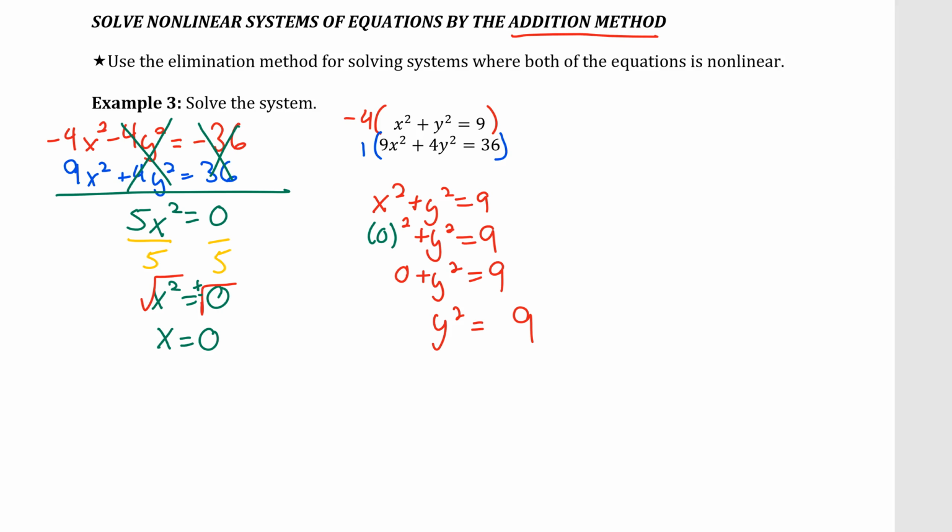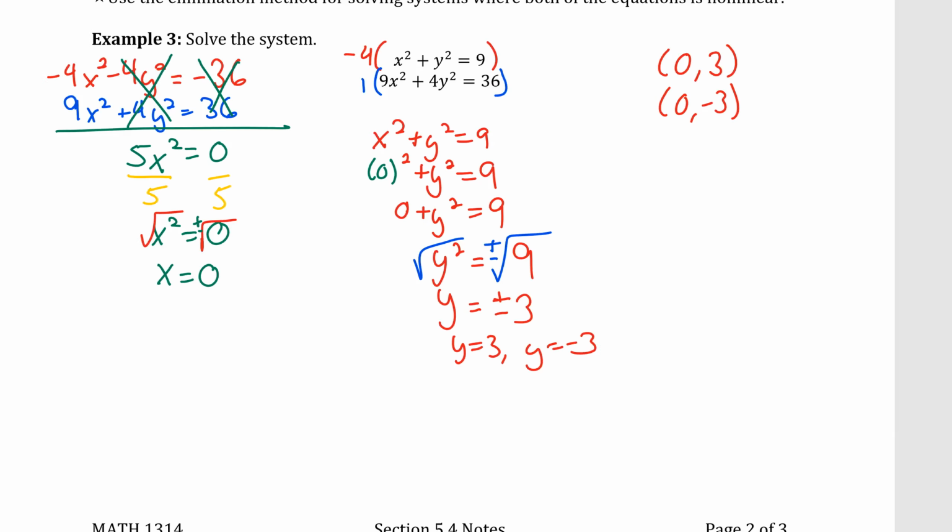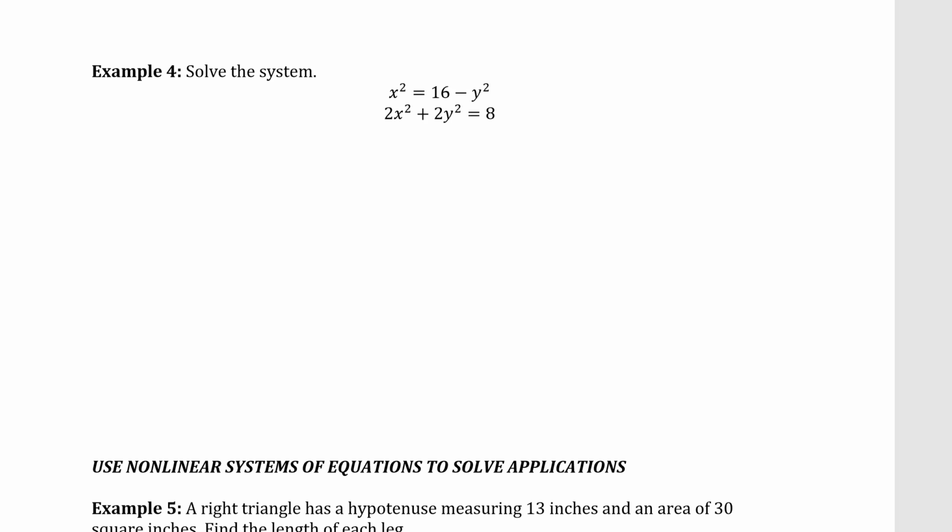I'm going to take the square root of both sides. Here I do have to pay attention to the positive and negative. So I'm going to get that y is equal to plus or minus the square root of 9, which is 3. So I actually have y is equal to a positive 3 and y is equal to a negative 3 when x is 0. So my ordered pairs are going to be (0, 3) and (0, negative 3), because I have a plus and a minus. Okay, let's look at one more for addition.